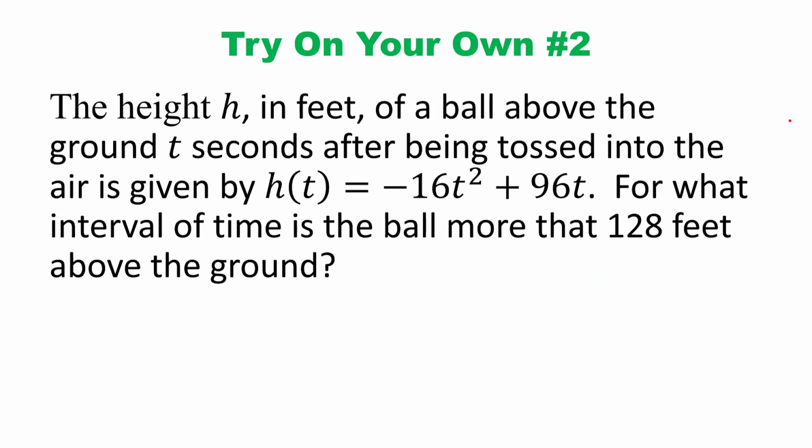Try on your own. Number 2 for this lesson is: the height h in feet of a ball above the ground t seconds after being tossed into the air is given by h of t equals negative 16 t squared plus 96t. For what interval of time is the ball more than 128 feet above the ground? This is an application problem, but if you think about it, it's going to be solved through an inequality. So just look at it a minute, figure out what your inequality is, and you can solve it just like we've been doing here.